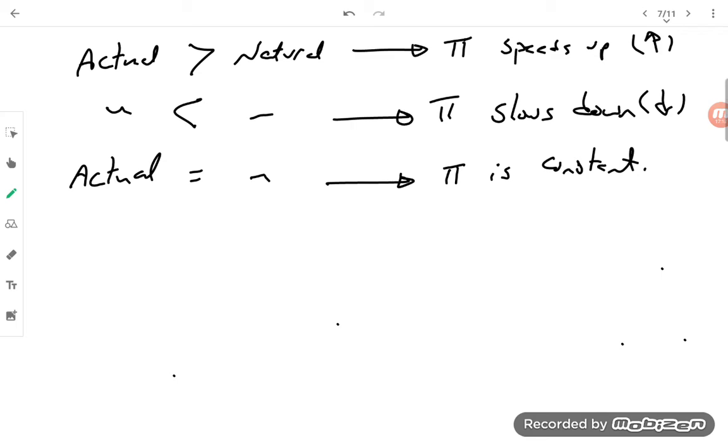So what is the relationship between unemployment and actual and natural GDP?